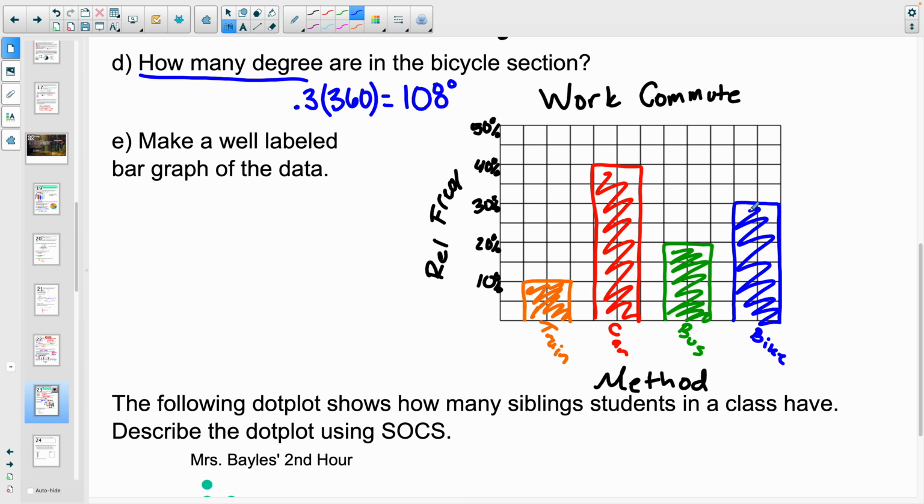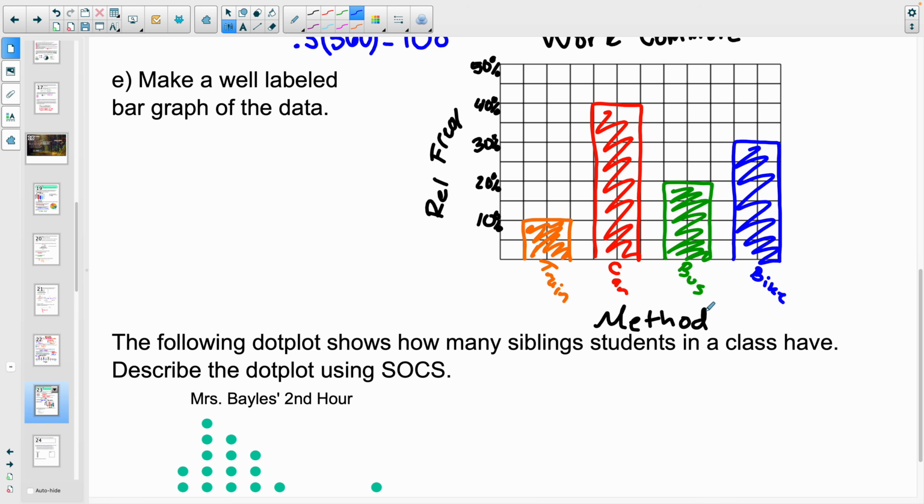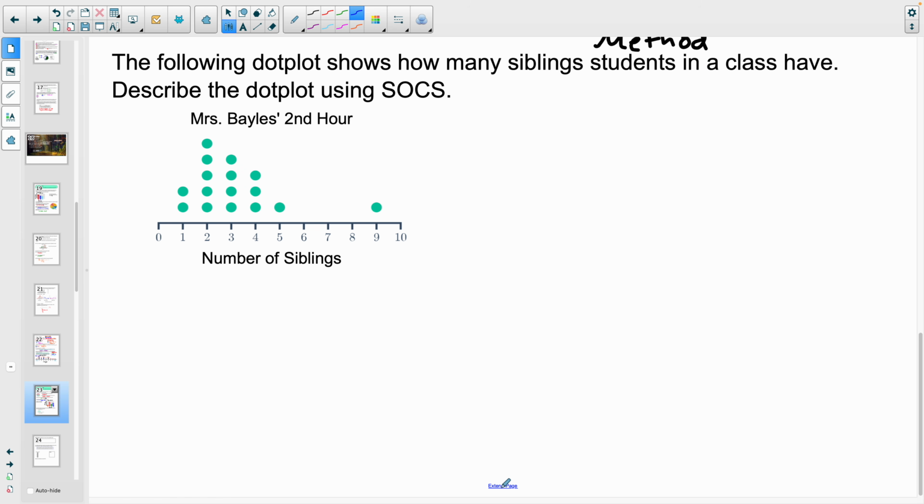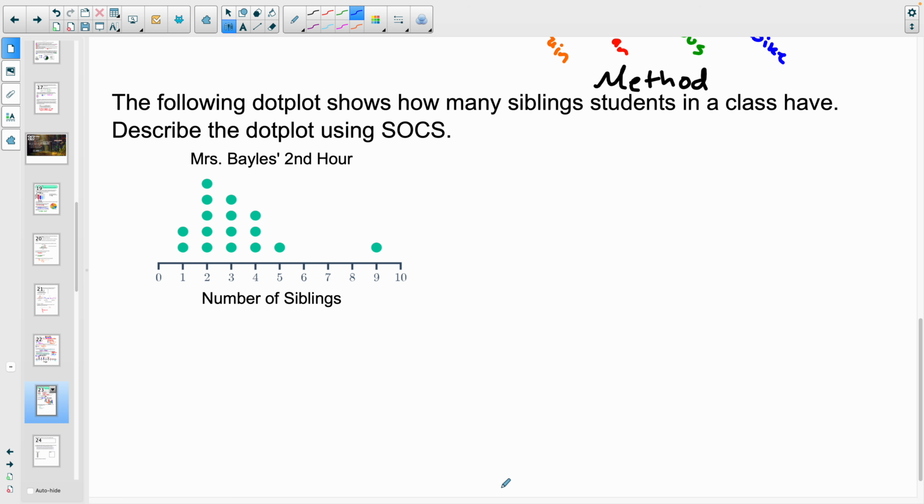Okay. So that is our bar graph for that one. Next question says, the following dot plot shows how many siblings students in a class have. So describe the dot plot using SOCS, right? This would be one of those where we might say, describe the distribution of the data.